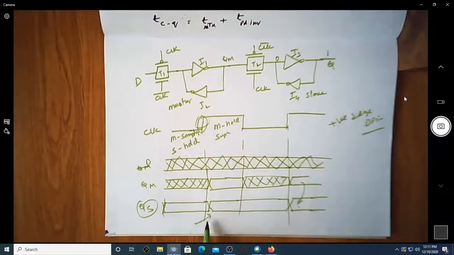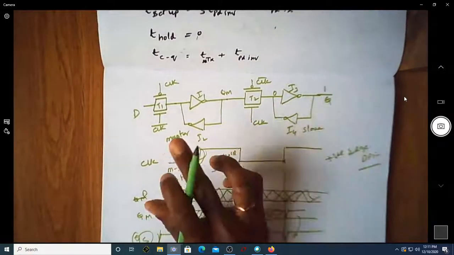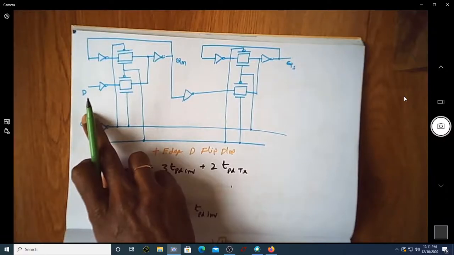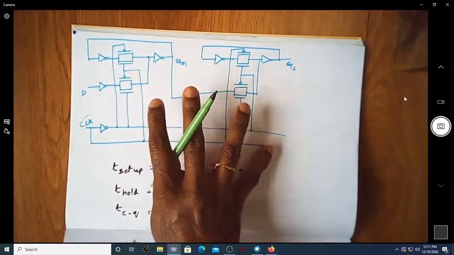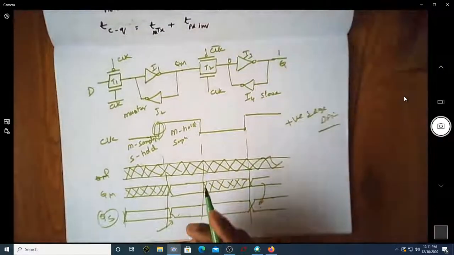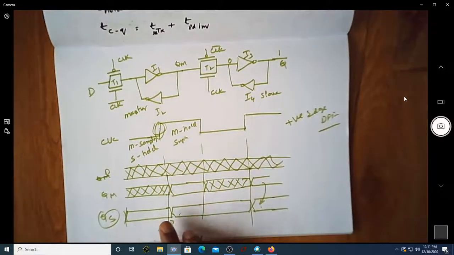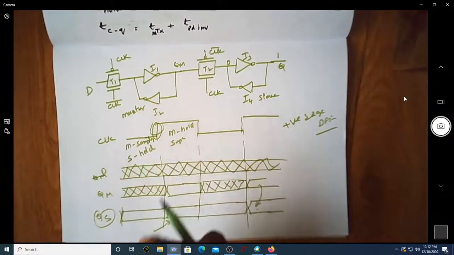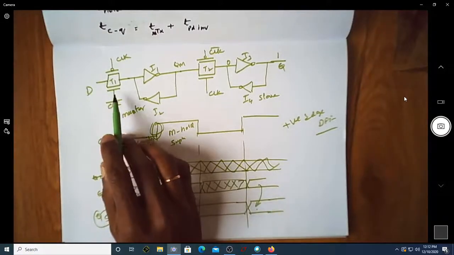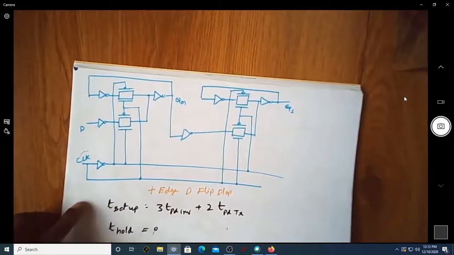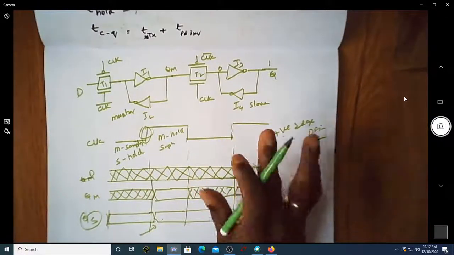At the positive edge of the clock, your output voltage changes. Just have a look at the load for the clock network. In the previous case, we saw that this entire clock network was driving 8 different transistors from this master and slave. This is also exactly the same as a positive edge flip-flop, but the load on the clock network is reduced by half. You can see the clock is now driving only 4 transistors. In the previous case, it was driving 8 different transistors. Now it is driving only 4.